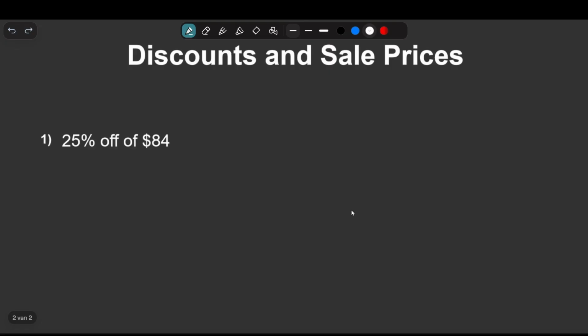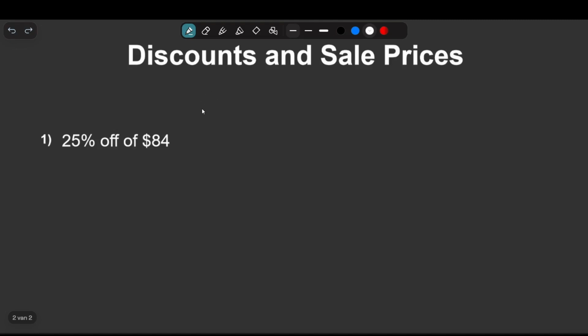So let's jump into our examples and see exactly how we do this, starting with number 1, where we have 25% off of $84. The first thing we need to do is calculate the discount. So how much money is taken off our price? We do this by using the original price times the rate of discount.